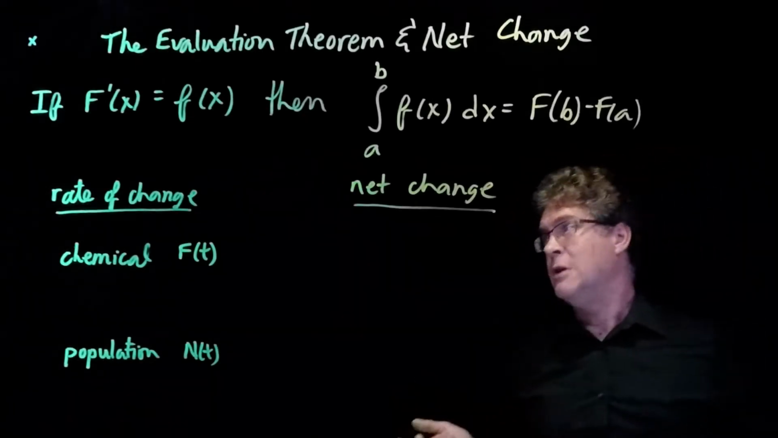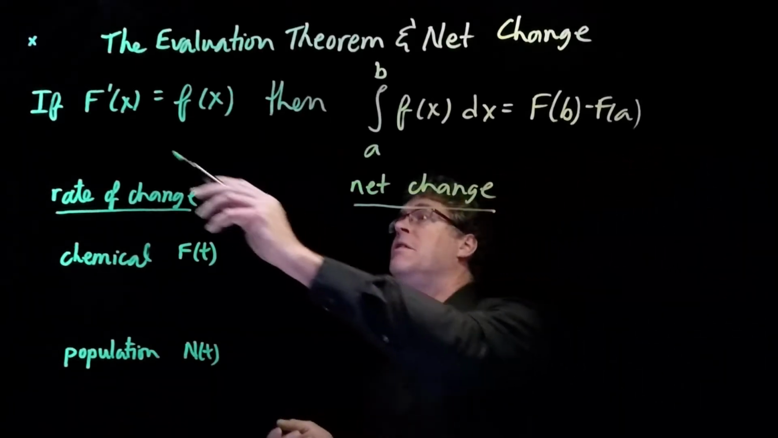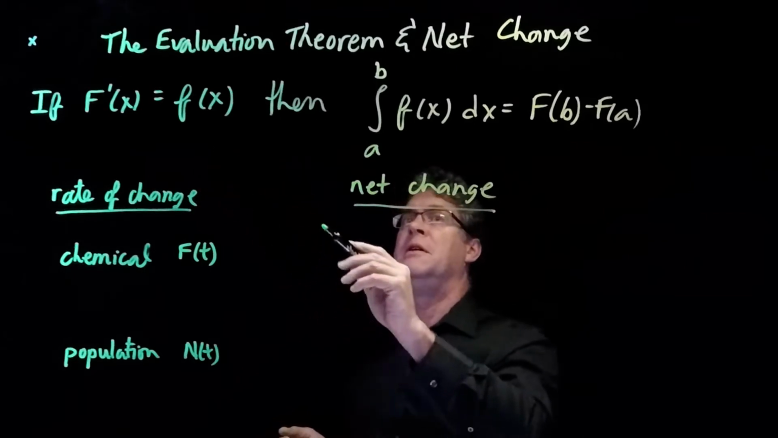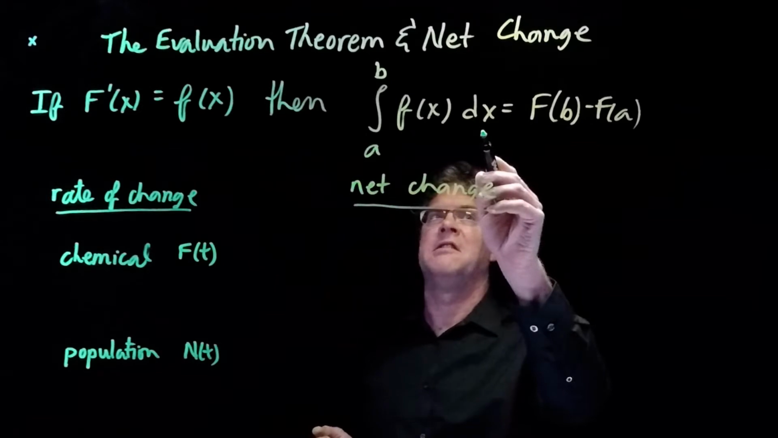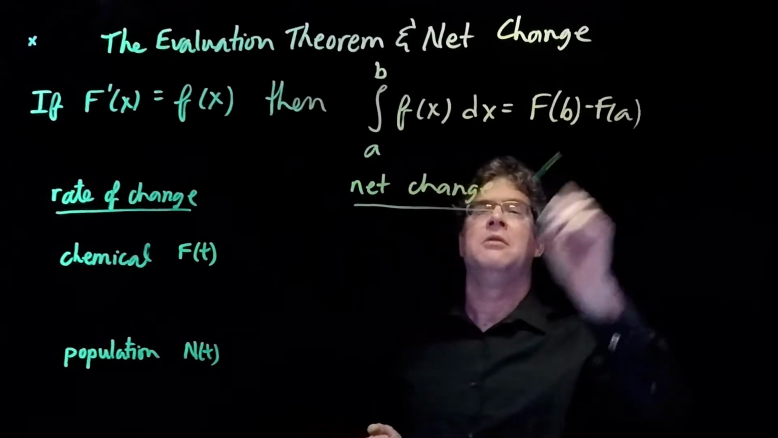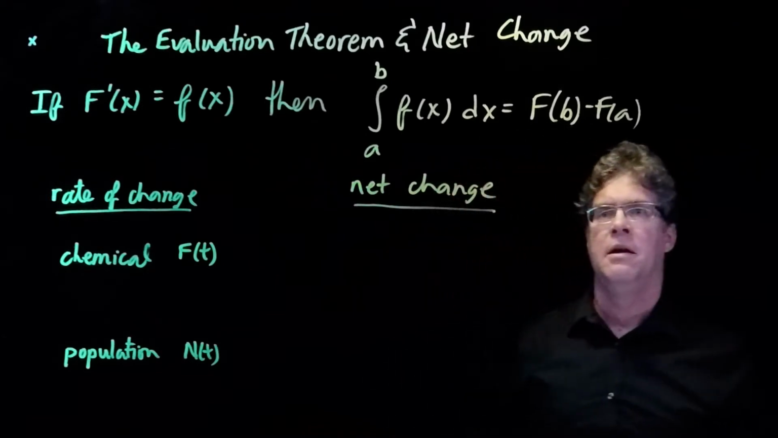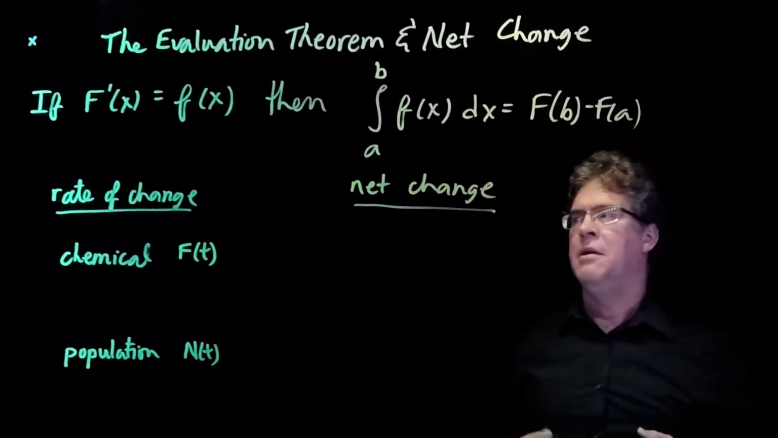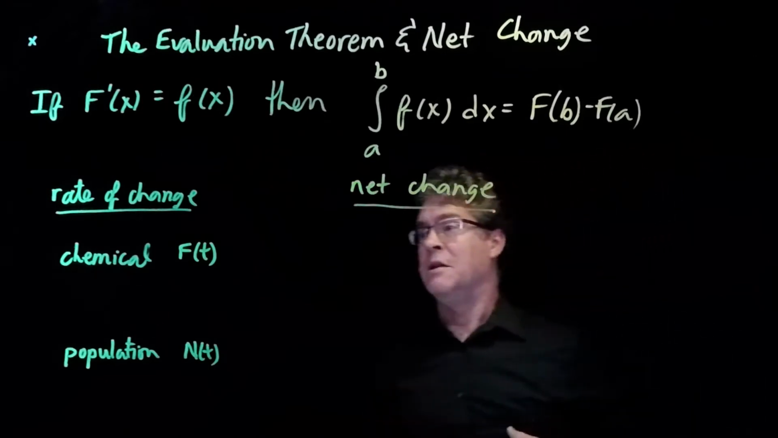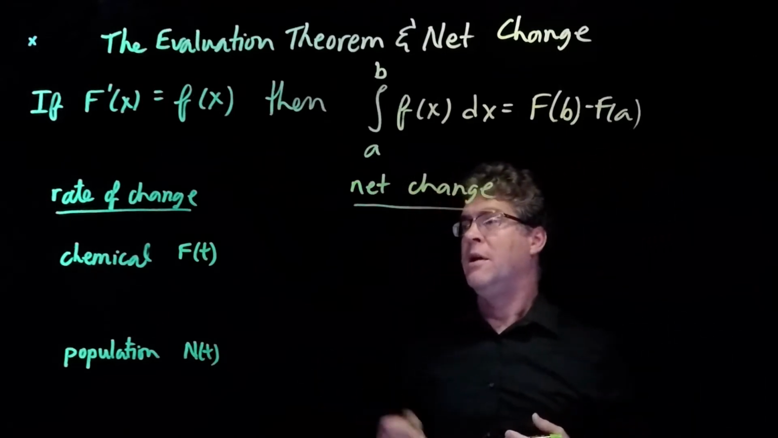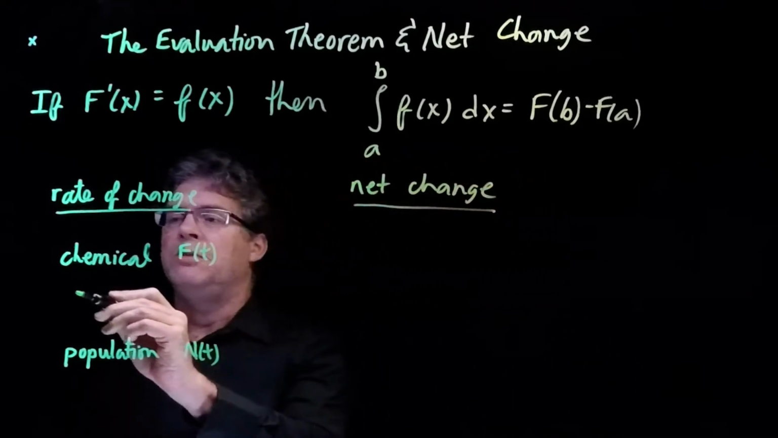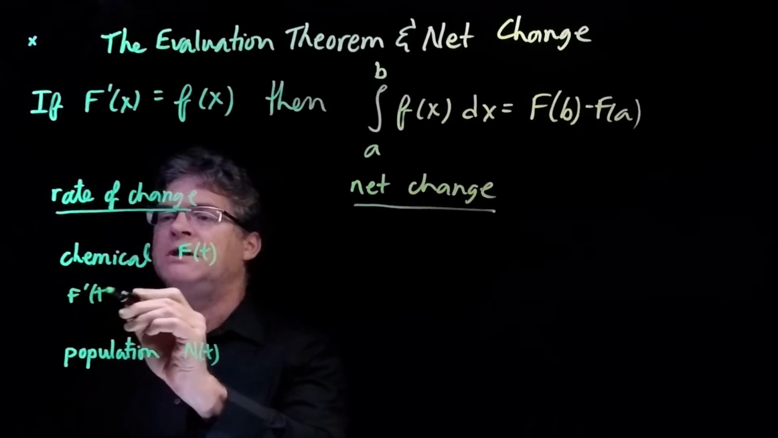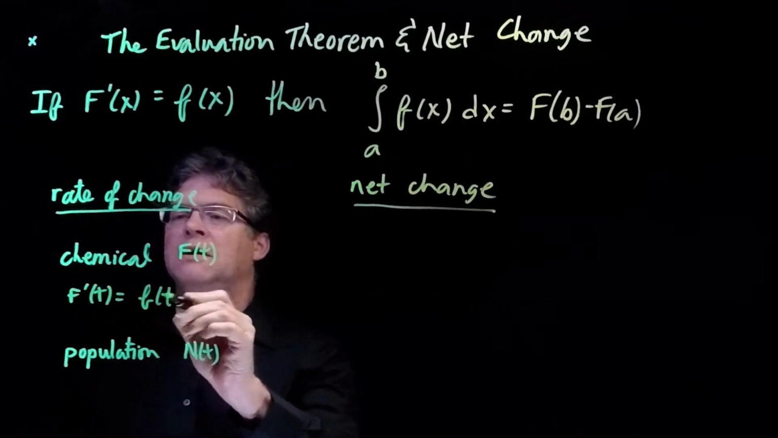Recall that the evaluation theorem says that if F prime is f, then the integral from a to b of f of x dx is F of b minus F of a. So let's think about a case where we're interested in the level of a chemical, F of t. The rate of change of the chemical would be F prime of t, which is f of t.